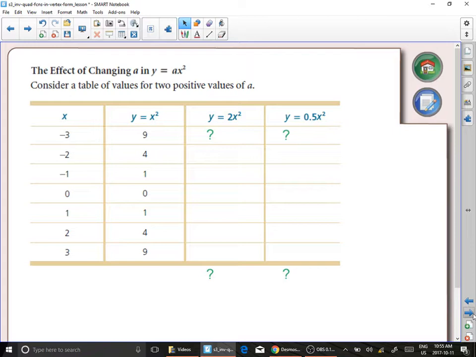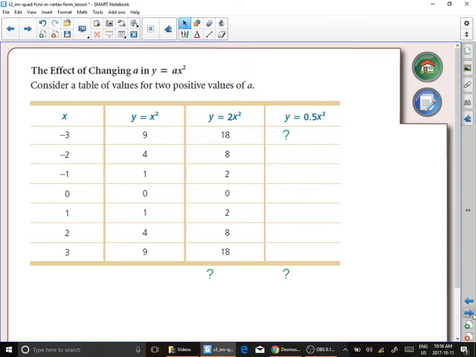So what should we get next here then? If we square negative 2 and then multiply it by 2, what do we get? Good. If we square negative 1 then multiply it by 2, what do we get? No, 2. If we square 0 and then multiply it by 2, what should we get? Good. All those are correct, and we'll just finish it off.